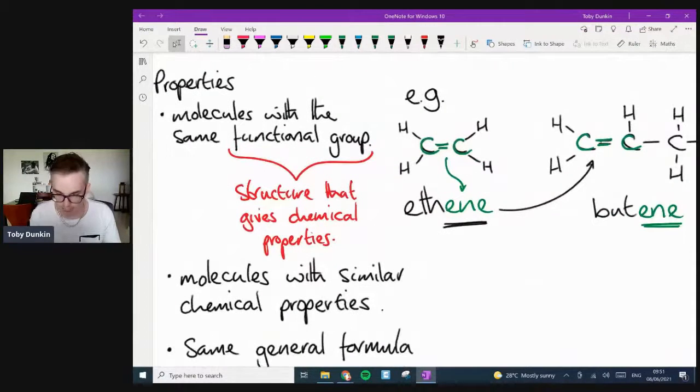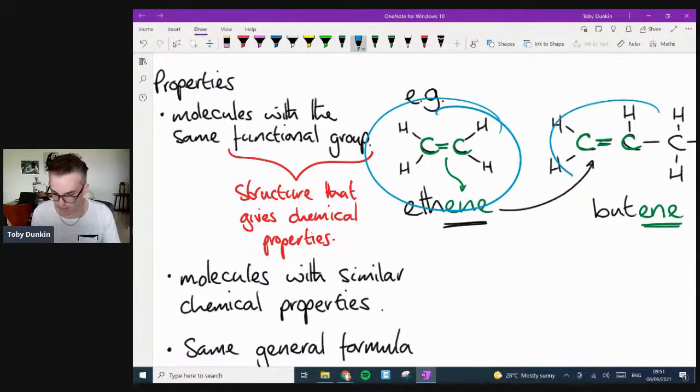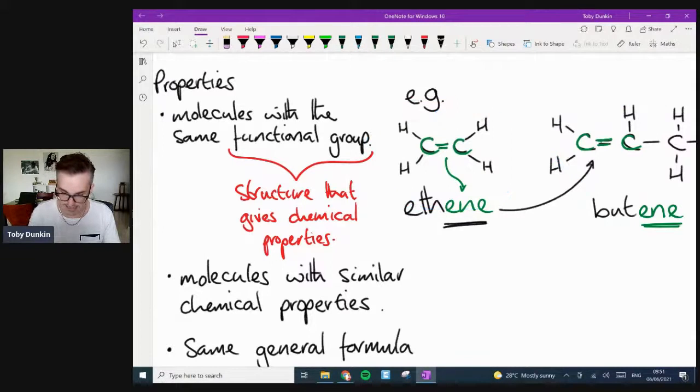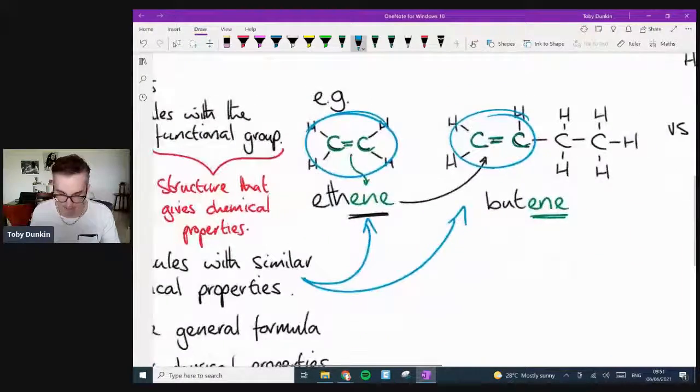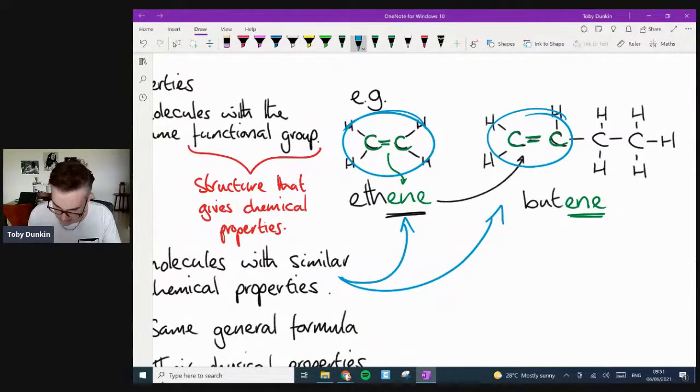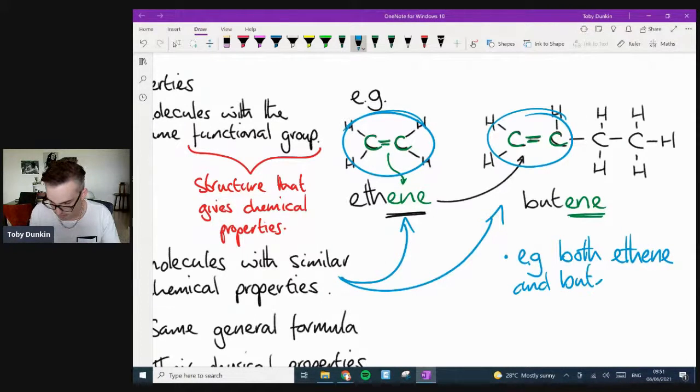So the molecules with the same functional group, we've covered that. These two molecules have the same functional group. The next thing is that this structure will convey the same chemical properties between these two. So for example, I'll do this in blue, e.g., both ethene and butene will decolorize bromine water.